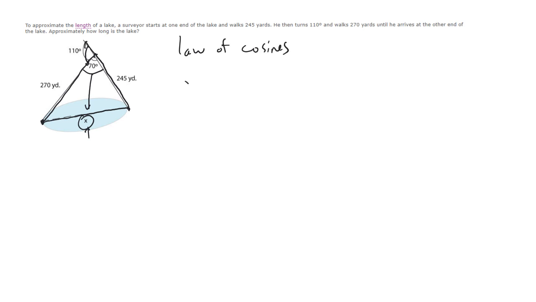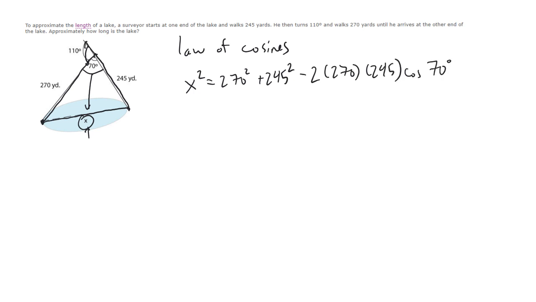which means this side length that we're looking for is the one that's by itself. So I'm going to have x squared equals 270 squared plus 245 squared minus 2 times 270 times 245 times the cosine of 70 degrees. And from here, we're just plugging in and finding out what we get. So when I plugged all that in, I got 87,675.74.